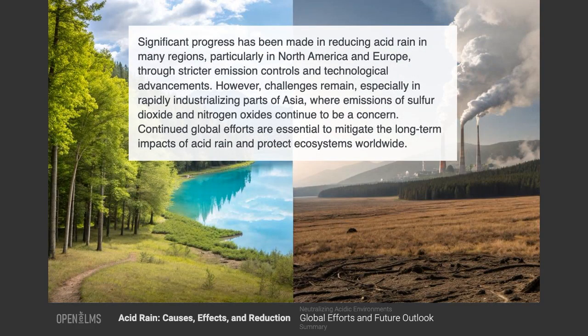Significant progress has been made in reducing acid rain in many regions, particularly in North America and Europe, through stricter emission controls and technological advancements. However, challenges remain, especially in rapidly industrializing parts of Asia, where emissions of sulfur dioxide and nitrogen oxides continue to be a concern. Continued global efforts are essential to mitigate the long-term impacts of acid rain and protect ecosystems worldwide.